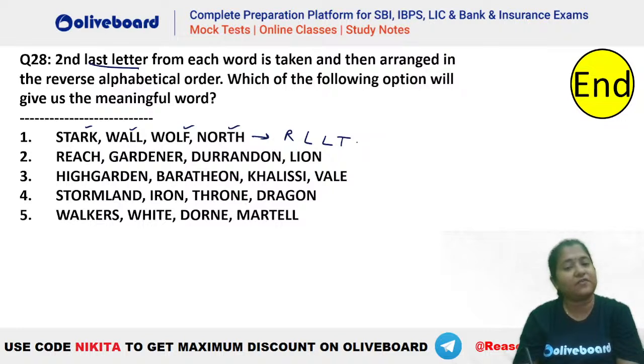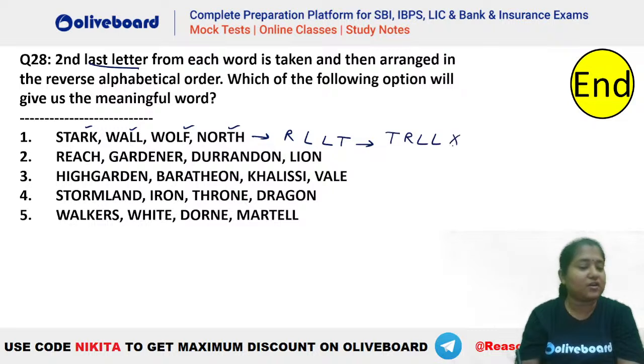Now, even if you arrange it in the reverse alphabetical order, we will have a T, then R, then L and L. This is not a meaningful word, right? So this is not the right answer. In this case, we have C, E, O, O. So we will have O, O, E, C, again not a meaningful word.